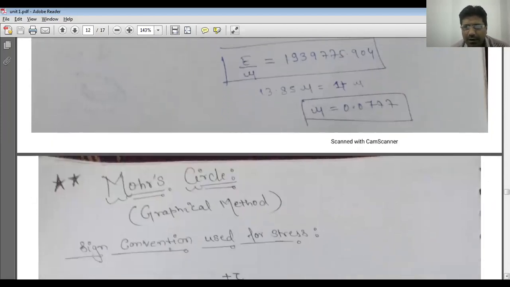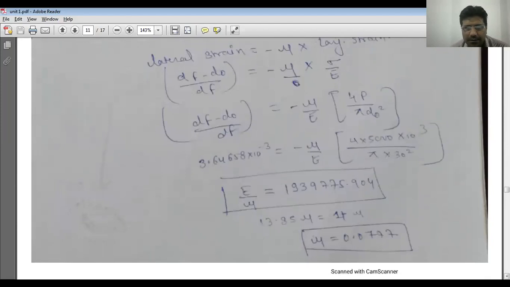This is all about the introductory part of the strength of materials: what stresses are, how these stresses are developed, what the different types are, what Hooke's law is, and what the different types of modulus are that we have discussed in today's lecture. So in our next lecture we will be discussing more.